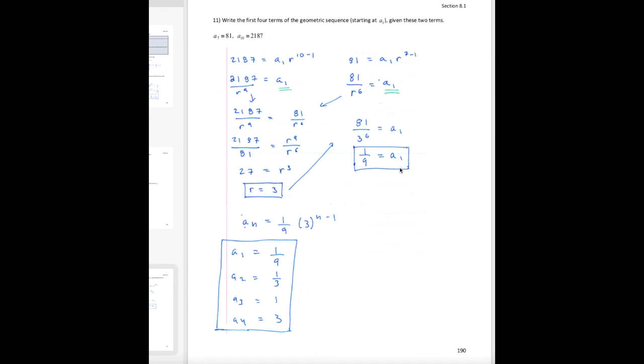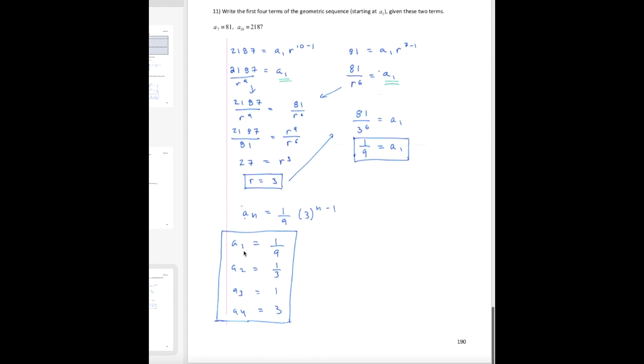And then once I got the ratio and the term, now I have my formula, and now I can just drop a 1 in there, 3 to the 0 would be 1/9. If I drop a 2 in there, I get 1/3, etc. And that lets me generate that list of the first 4 terms. So that wraps up 8.1.